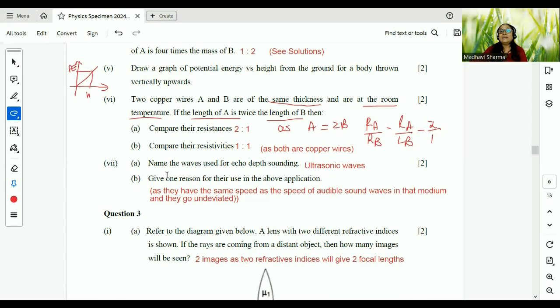Seventh one: name the waves used for echo depth sounding. Ultrasonic. Give one reason for their use: because they have the same speed as that of audible sound waves in that medium, and also they go undeviated.